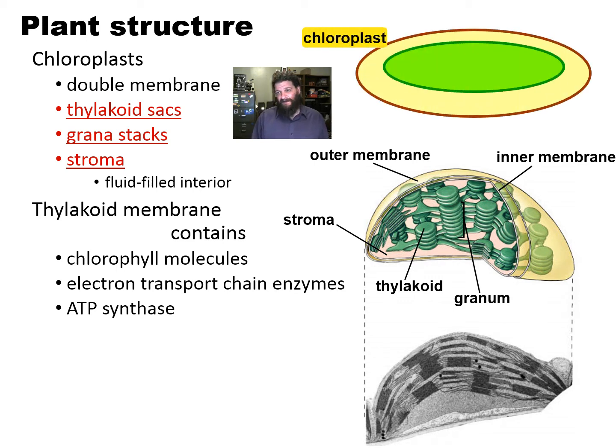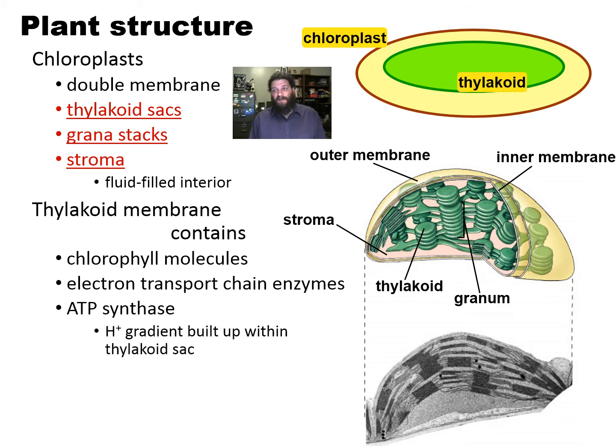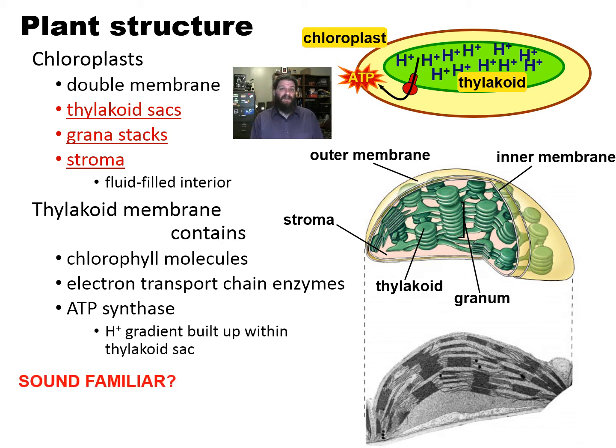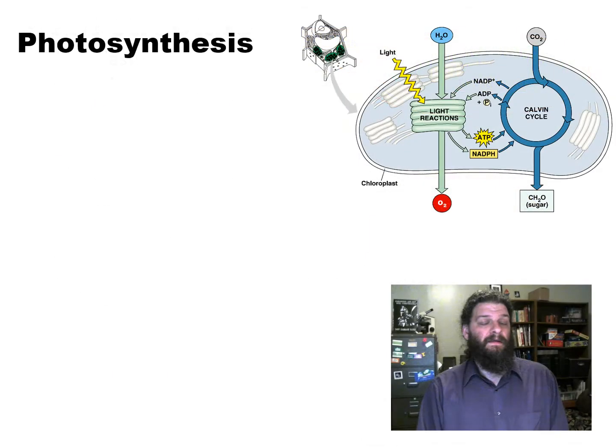So when we take a look at this, here's a very, very large thylakoid sac individual within a chloroplast. So what we're going to do is we're going to build up a hydrogen gradient because we've got that ATP synthase in there, and allow those hydrogen ions to leak back into the stroma and drive that ATP synthase to make some ATP. And this, of course, should sound familiar because it's exactly the same kind of modus operandi of the good old mitochondrion. That's the structural aspect of photosynthesis in the chloroplast.